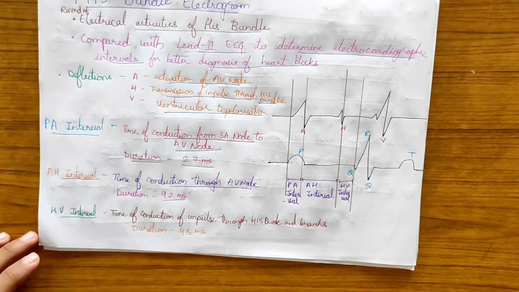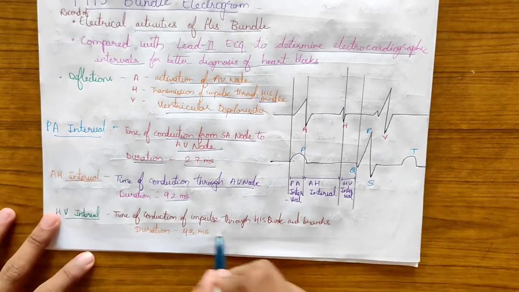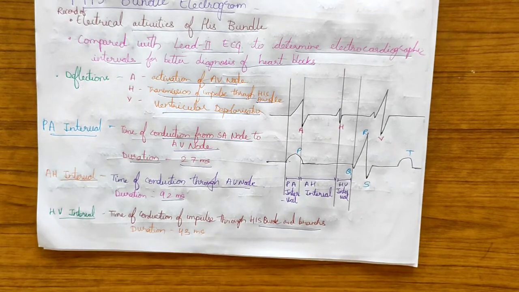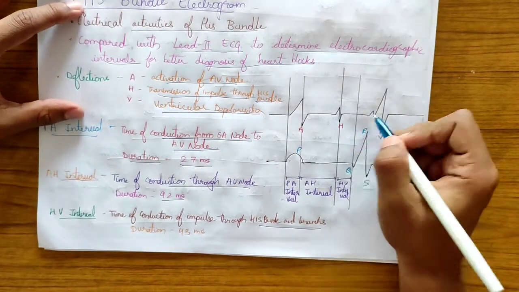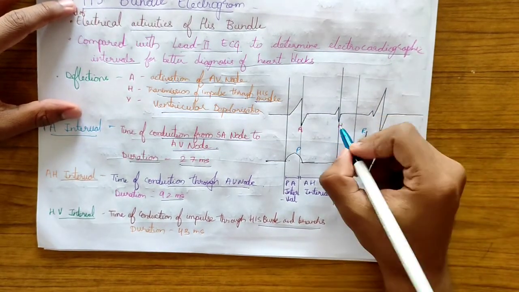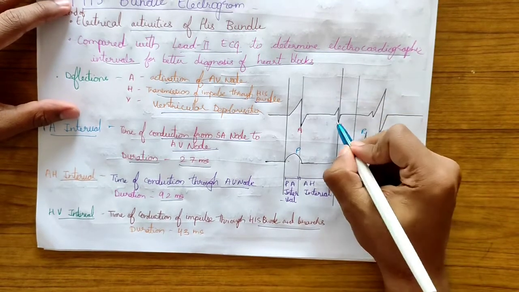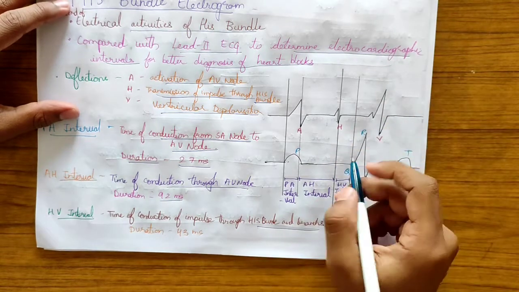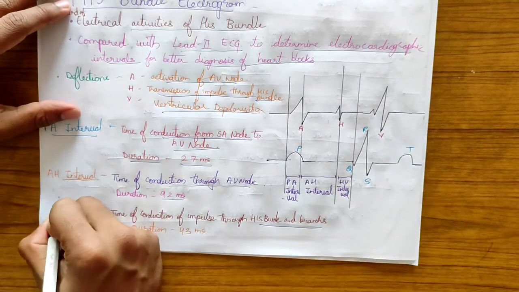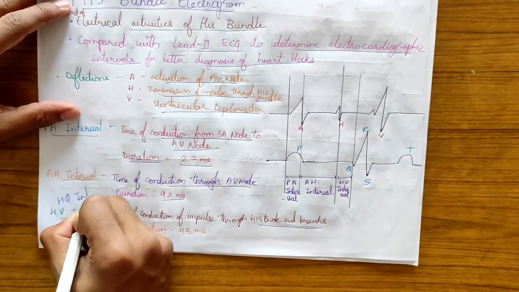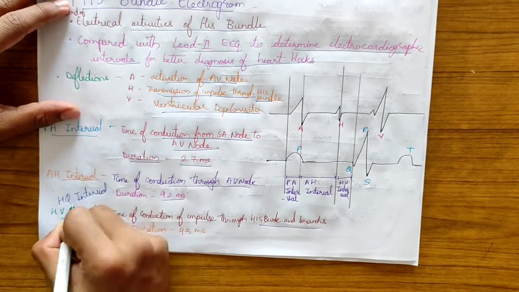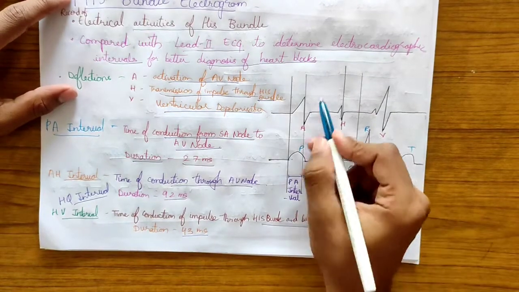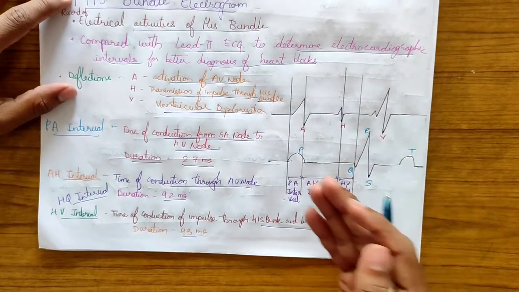Then comes the HV interval. This is the time of conduction of the impulse through the His bundle and its branches. It is the interval from the termination of the H wave till the initiation of the Q wave of the QRS complex. So it can also be called the HQ interval. What is the duration of this? It is 43 milliseconds. So this is the graph of the His bundle electrogram, and it can be compared with the normal ECG.